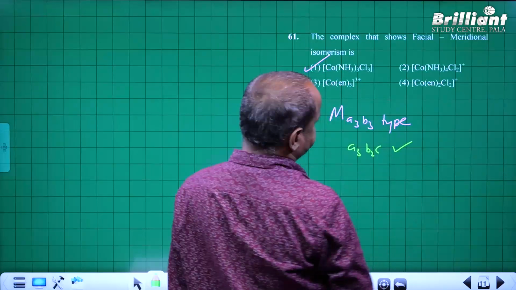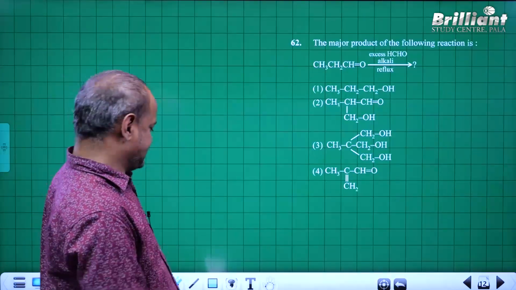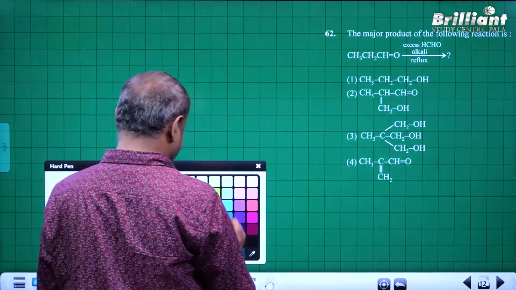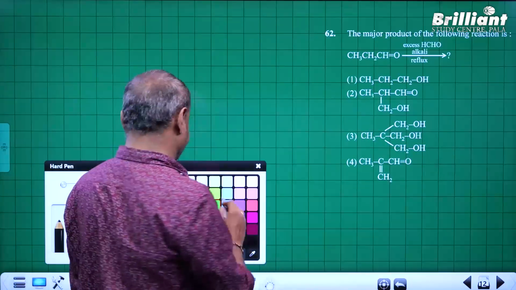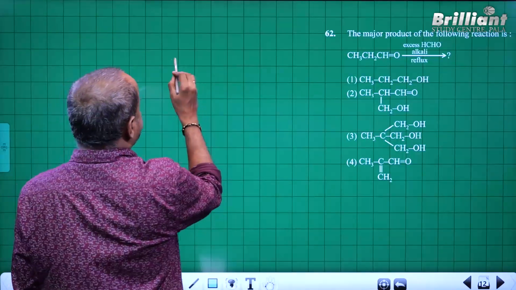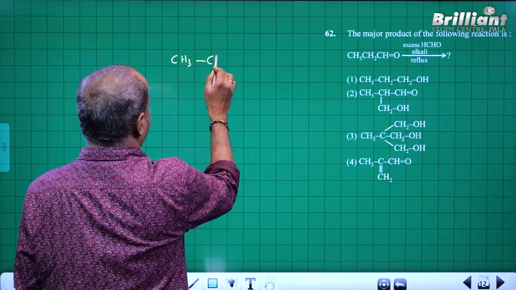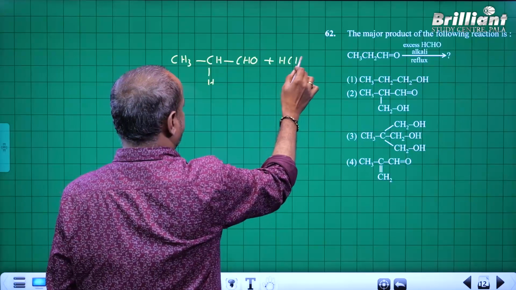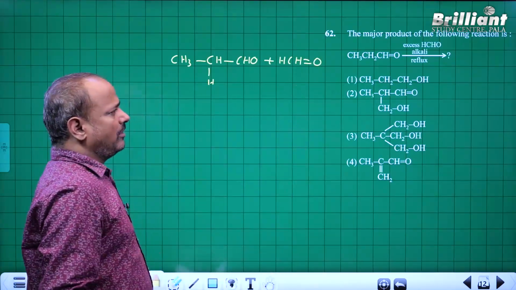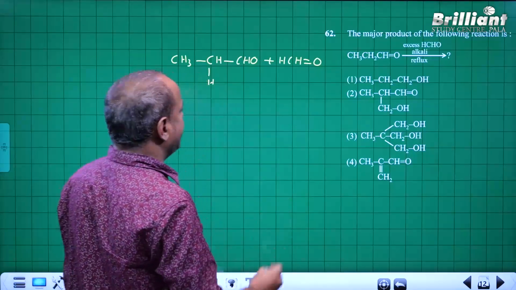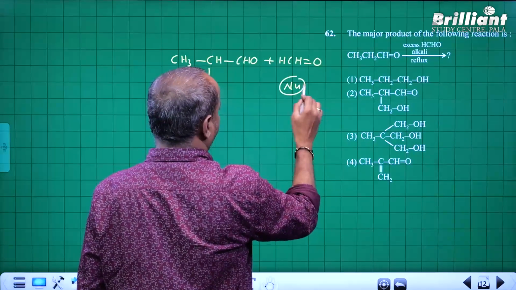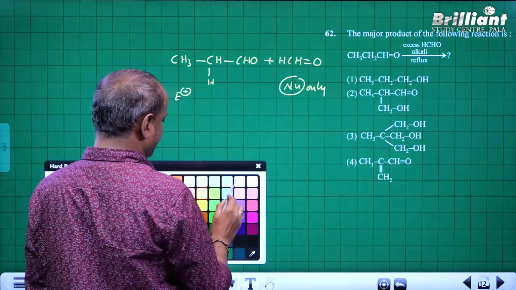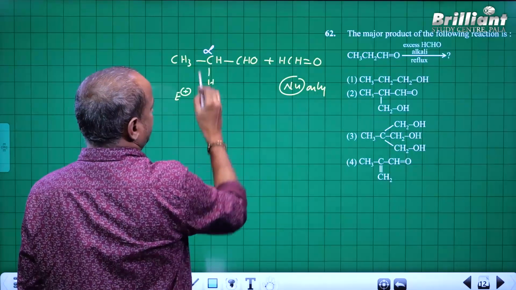So here A3B3. Next, major product of the reaction is CH3CH2CHO plus excess formaldehyde, alkali and reflux. Reflux means sufficient heating is also followed. CH3CH2CHO plus formaldehyde. Formaldehyde has no alpha carbon. It must act as an electrophile only, not a nucleophile. So this is the alpha carbon.